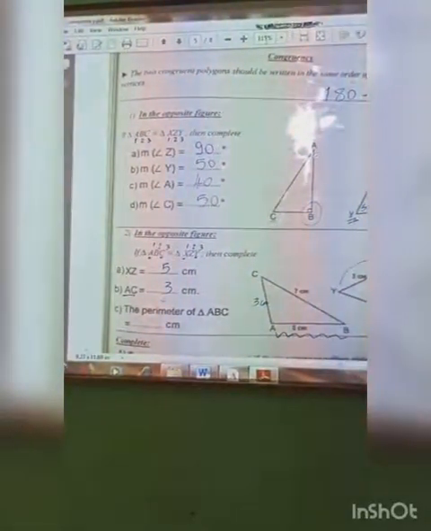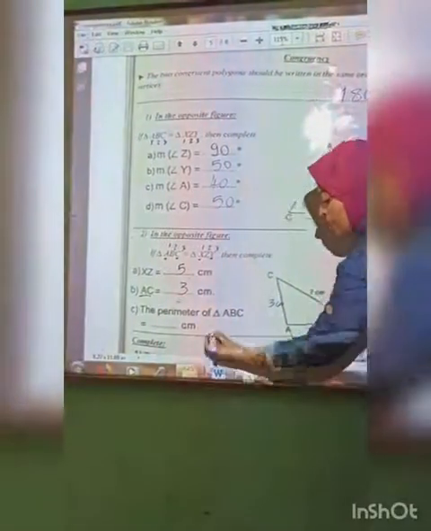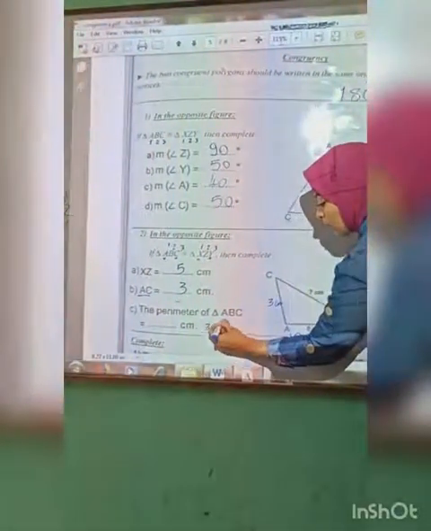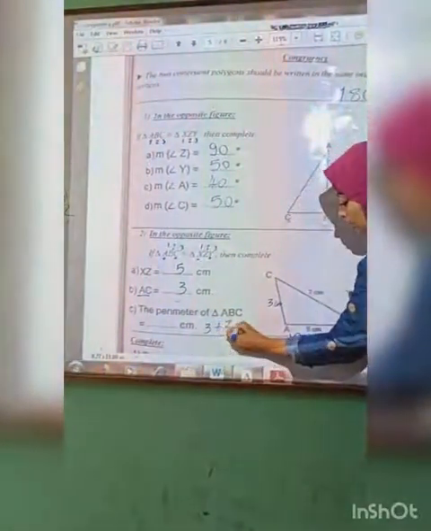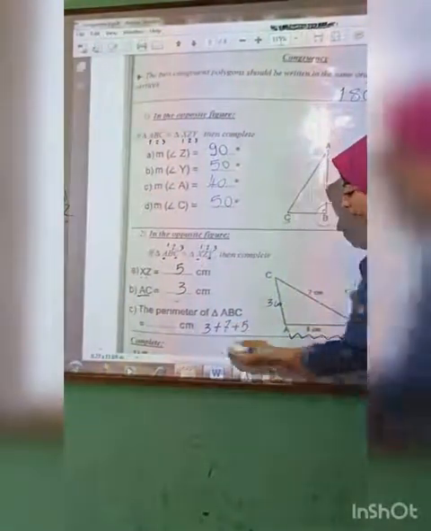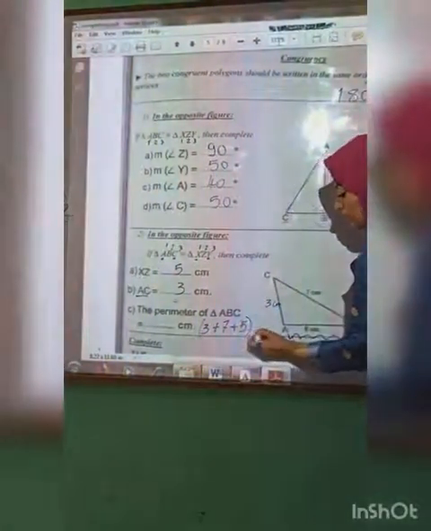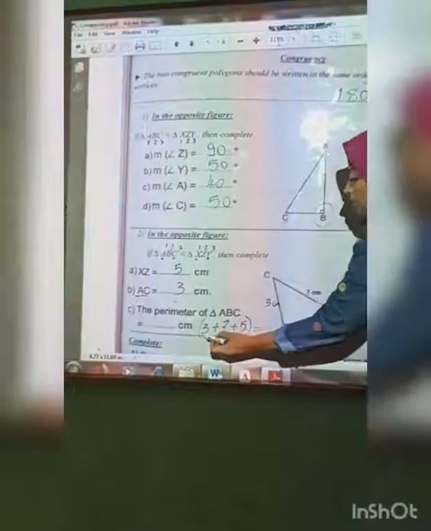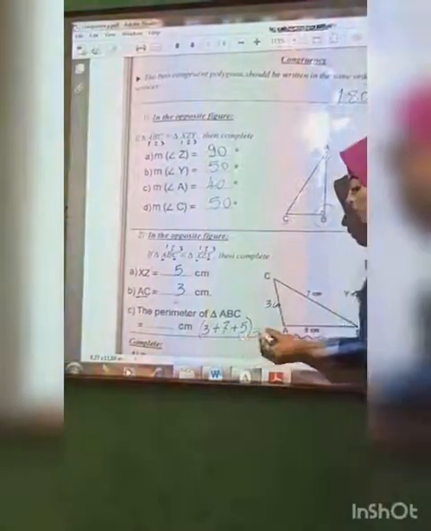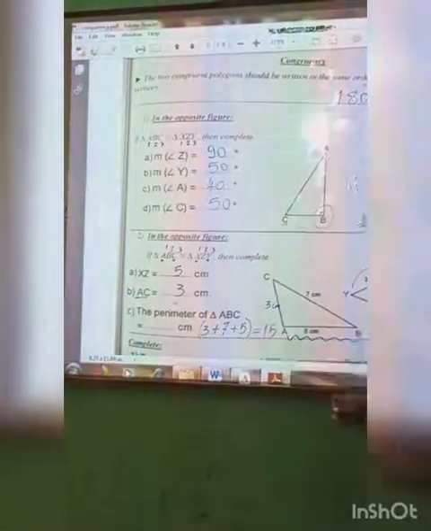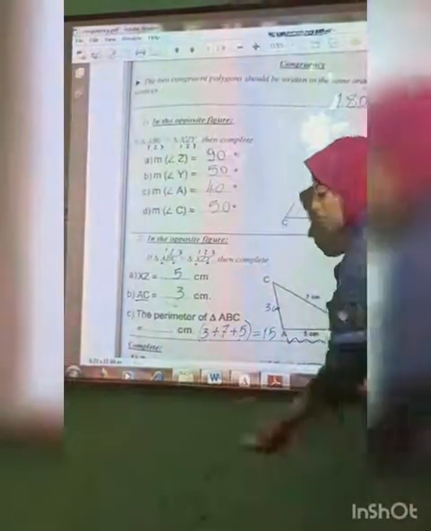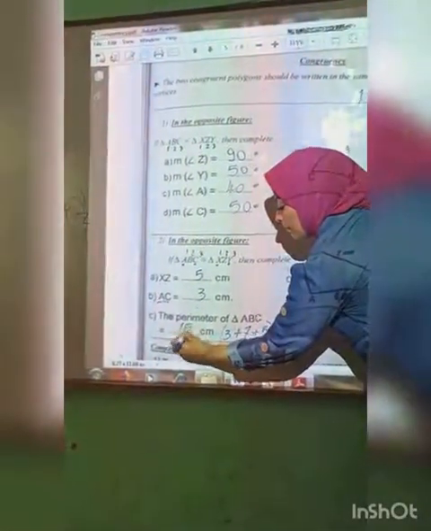The perimeter means we get the sum. 3 plus 7 plus 5. 3 plus 7 equals 10. 10 plus 5 equals 15. That means the perimeter of the triangle ABC equals 15 centimeters.